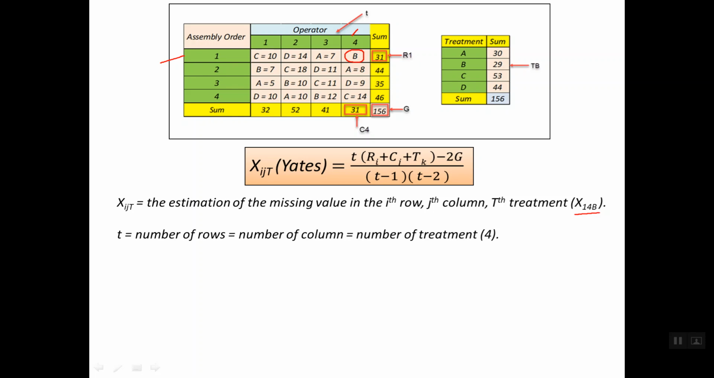The value t represents the number of rows, which is the same as the number of columns, which is the same as the number of treatments, and simply it is 4.